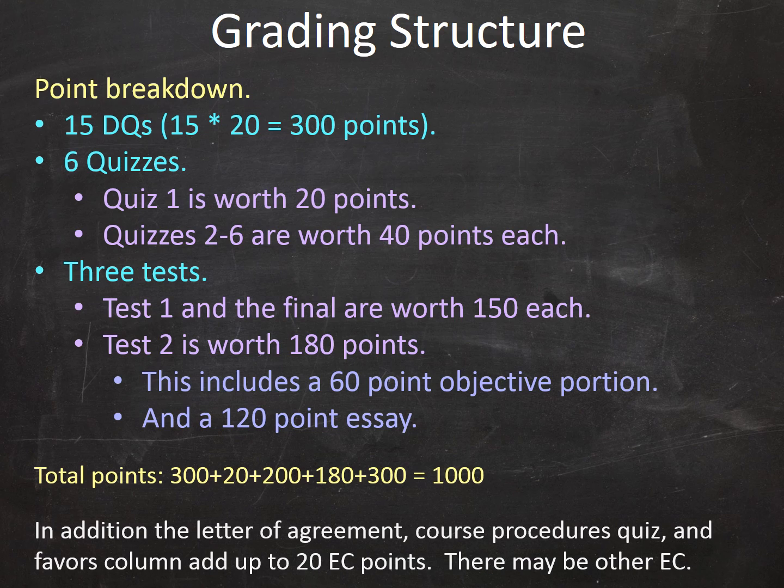In addition, if you start the course correctly, you will begin with 20 extra credit points from the course procedures quiz, the favors column, to be explained later, and the letter of agreement. Please remember that you must earn 100% on the course procedures quiz to pass the course and to begin earning points at all.